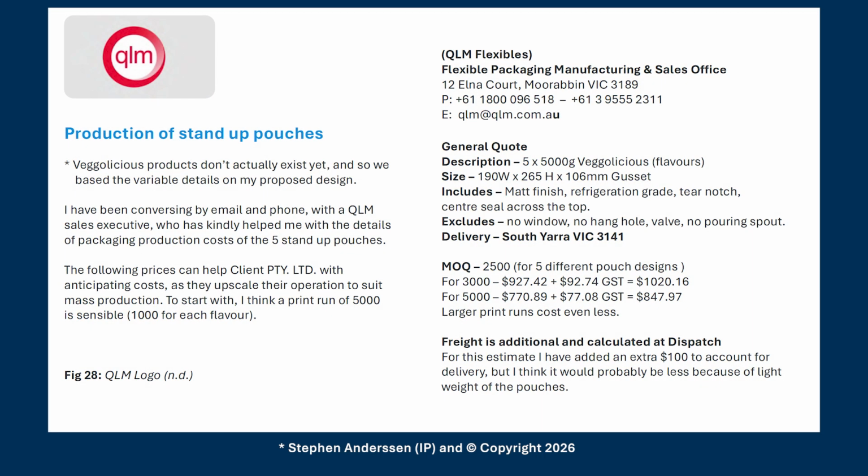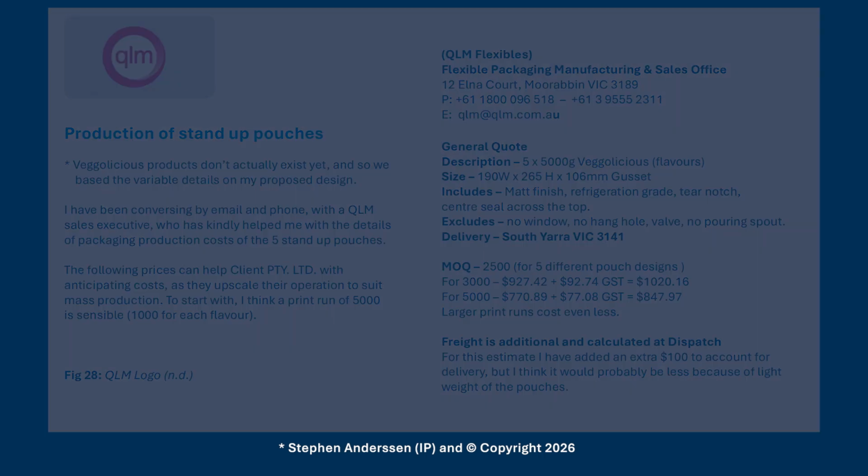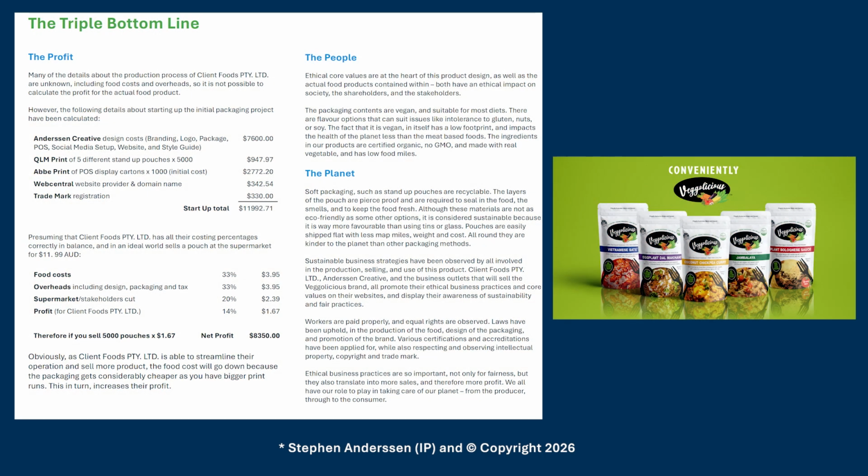I spoke to the sales rep at QLM Flexibles, and they're the people that are going to be doing the pouches for me. I conferred with them about the design, the size and the details over the phone as well as in email, and we found out the details of what it was actually going to cost. Which brings us to the final part, the triple bottom line. The bottom line is comprised of the profit, the people and the planet.